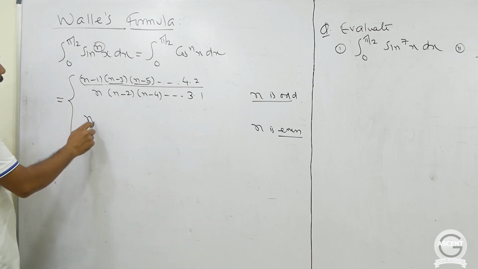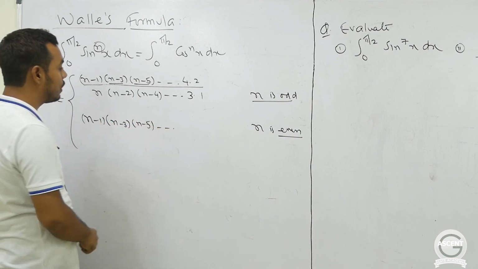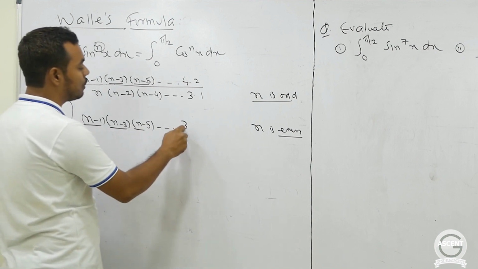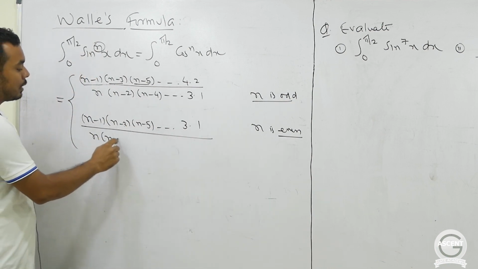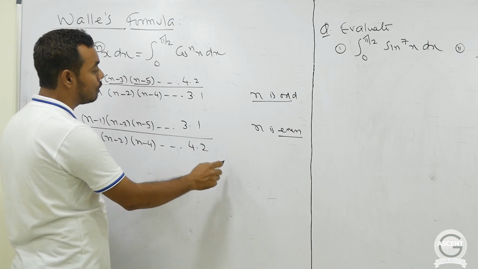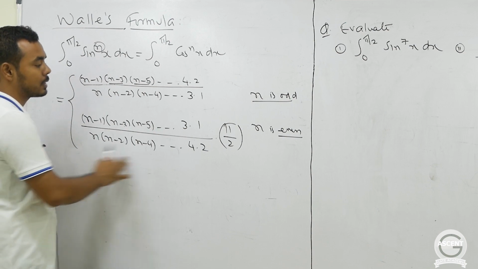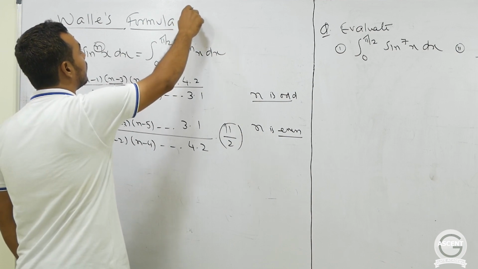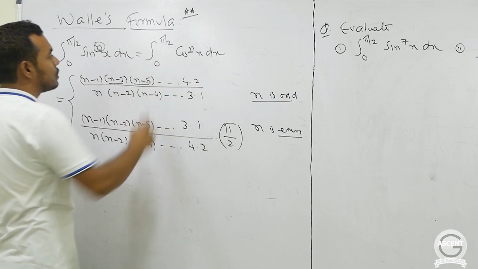When n is an even number, the formula will remain the same: (n minus 1)(n minus 3)(n minus 5) and so on. But since n is even, this is a sequence of odd numbers. So here you will get 3, here you will get 1, and this is divided by, in the denominator, n, (n minus 2), (n minus 4) and so on, a sequence of even numbers, so 4, 2. And when n is even, you will get this additional term pi by 2. You have to multiply this expression by pi by 2. This formula is very, very important if you want to evaluate the definite integral of this form, 0 to pi by 2, of either sin to the power n x or cos to the power n x.